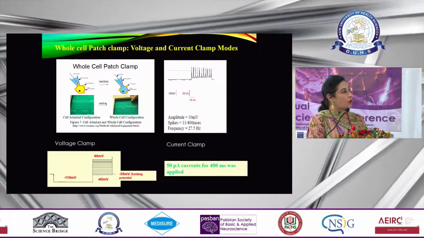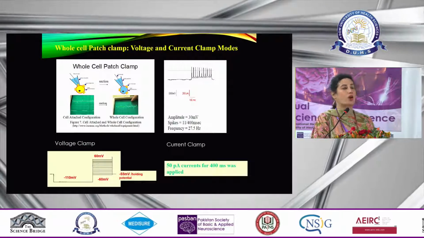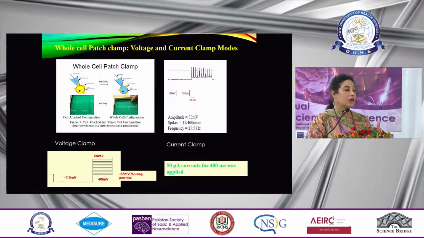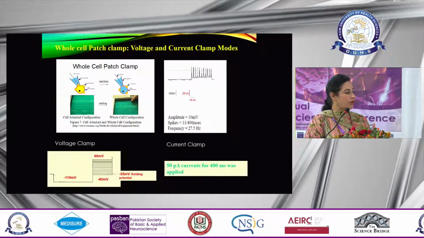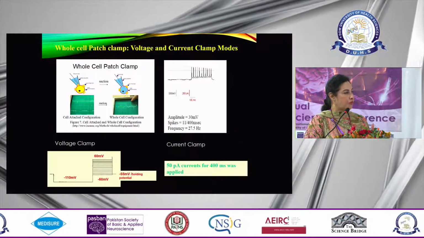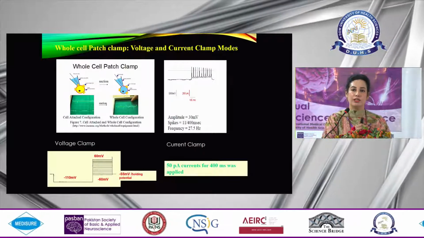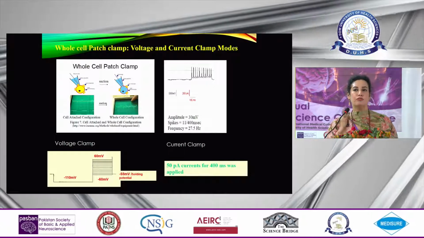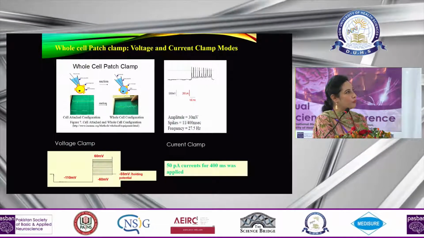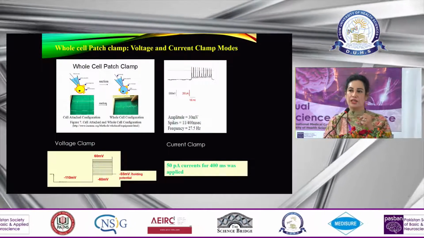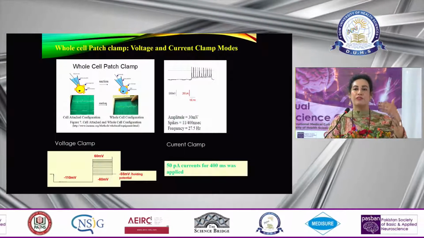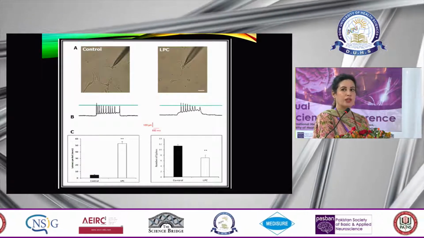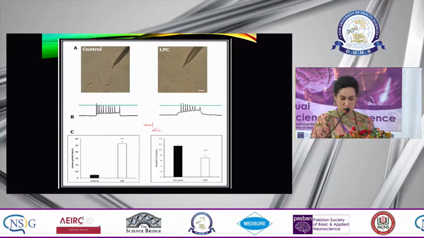So we recorded the sustained repeated firing through current clamp. We gave a continuous supply of 50 picoampere of current for 400 milliseconds to the neurons, and the neurons burst in a series of sustained repetitive firing. In current clamp mode, we hold the current passing through the ion channels, and we see the fluctuation in the resting membrane potential, which is usually expected to change when you have demyelination.